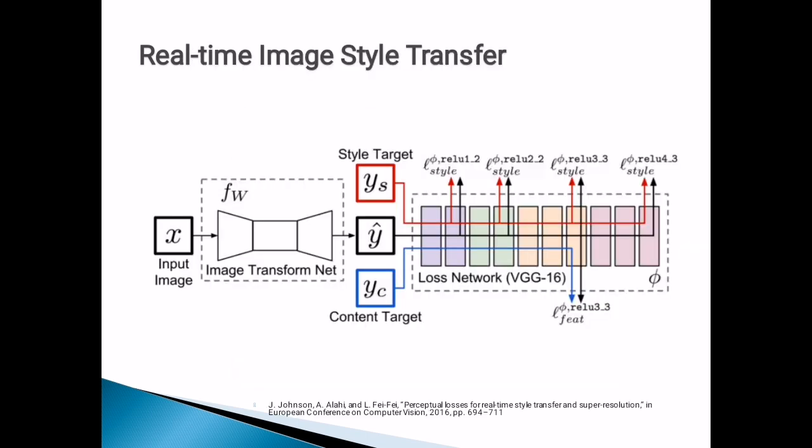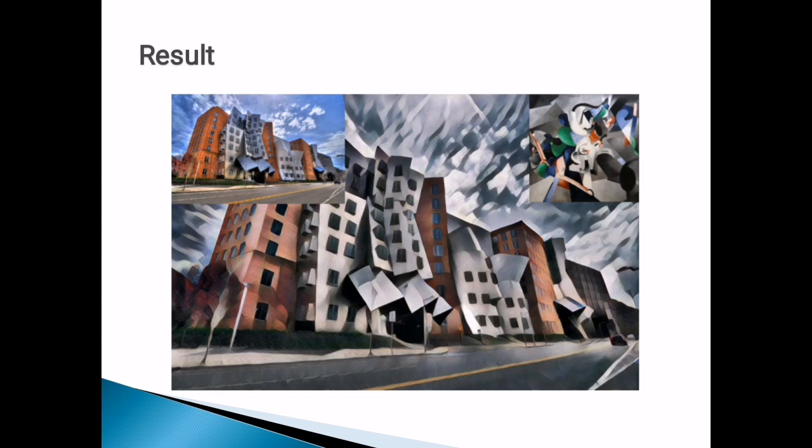The first is called real-time image transform, introduced in 2016. Instead of using just a simple loss function, the authors established a loss network with the idea of perceptual loss. After we determine the style target, we can also pre-train the image transform net. To use this, we just need to input our image, and it will go through the whole network with a simple forward propagation, and then we can generate our output image. The result looks like this.